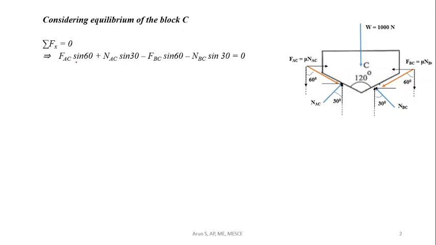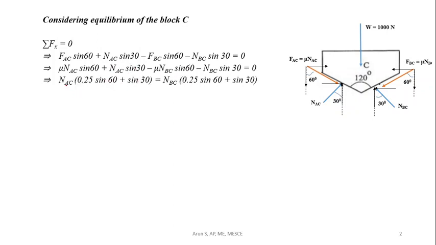So FAC sin 60 plus NAC sin 30 minus FBC sin 60 minus NBC sin 30 will be equal to 0. What is FAC? Mu into NAC, FBC is mu into NBC. A substitution would occur. Then the NAC terms are going to couple here, and the NBC terms are going to couple here.